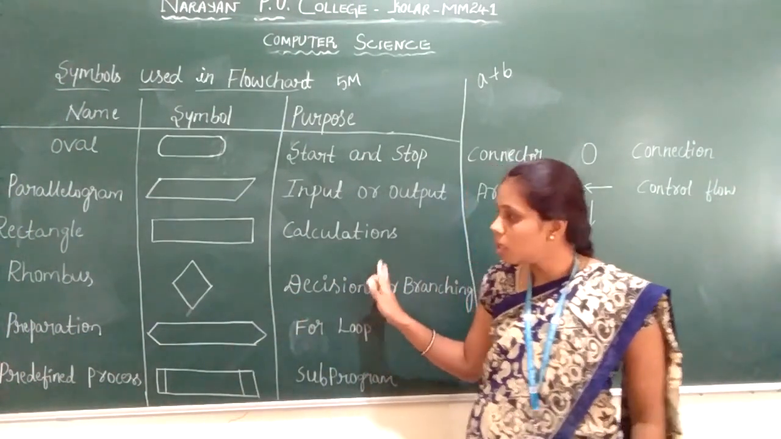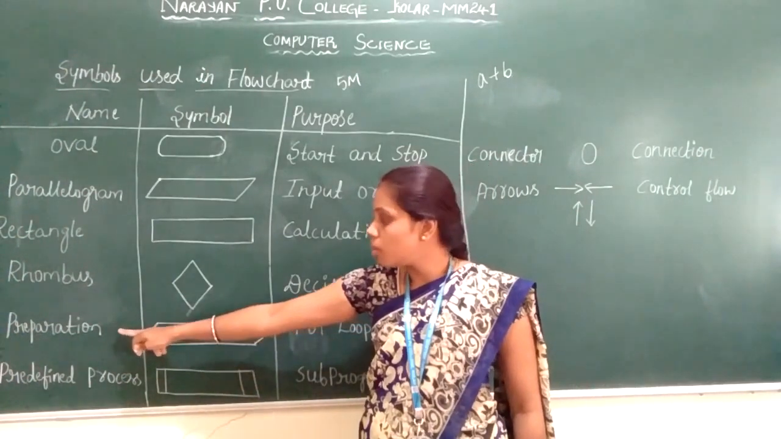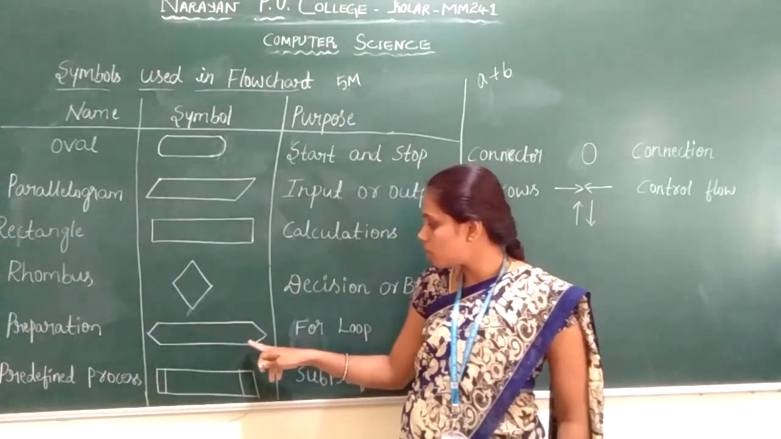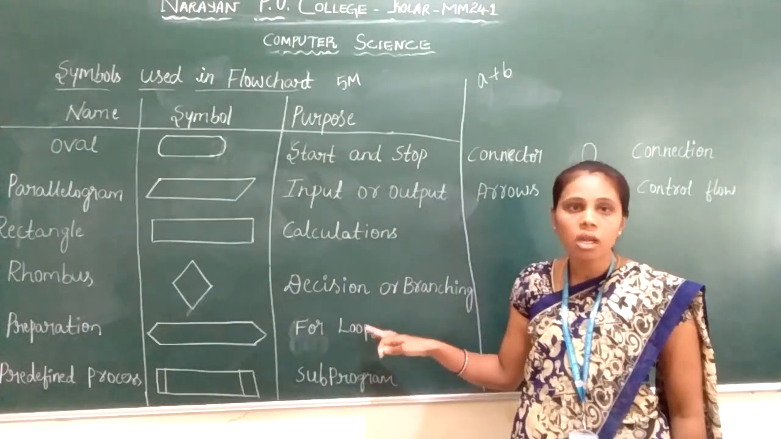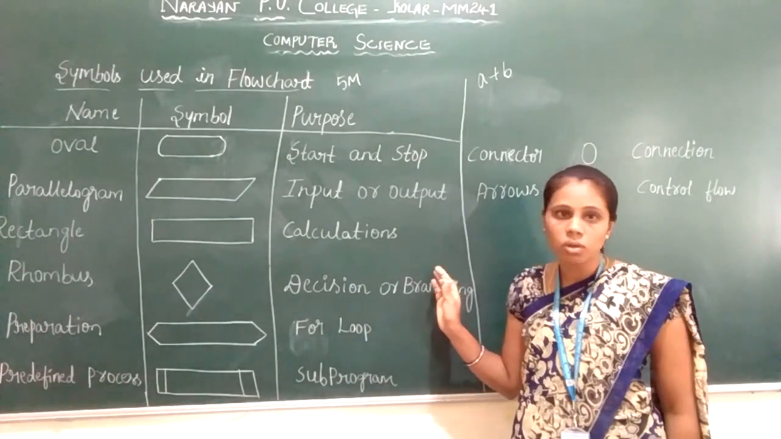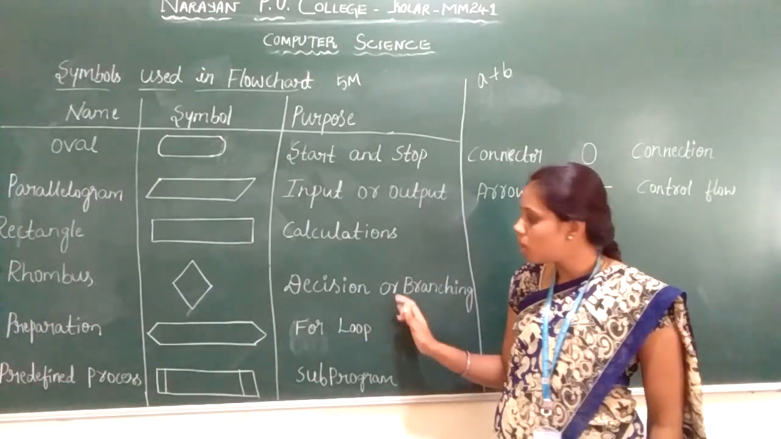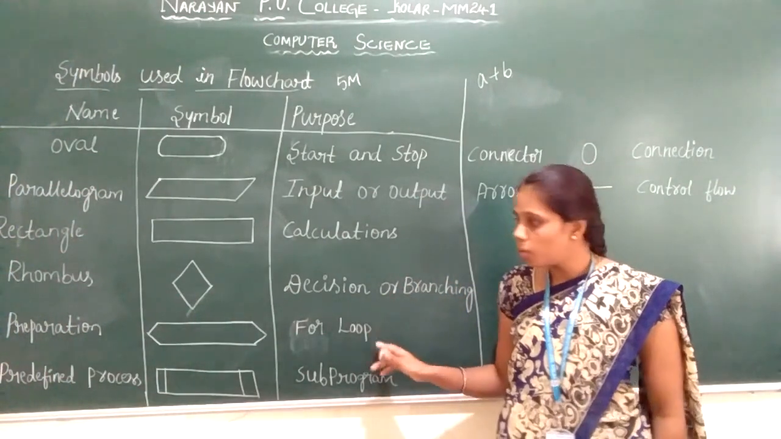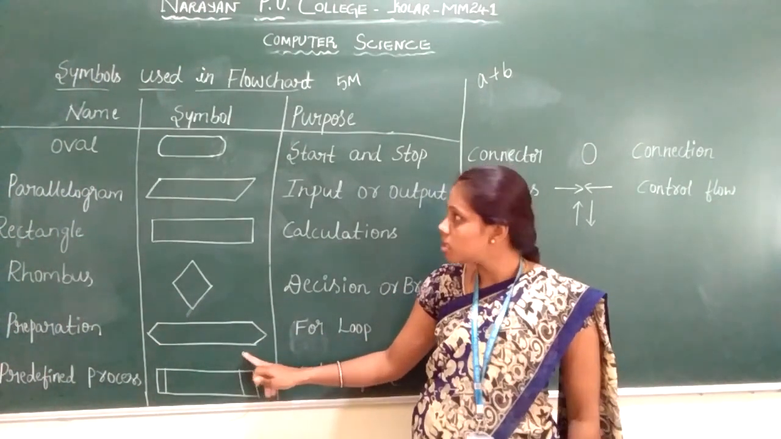Next symbol is preparation. This is the symbol used for preparation. Preparation is for any loops. We have different loops in programming. In the next chapters you will learn what a loop is, why we need a loop, and what the types of loops are. For representing any loop, we use this symbol, called the preparation symbol.